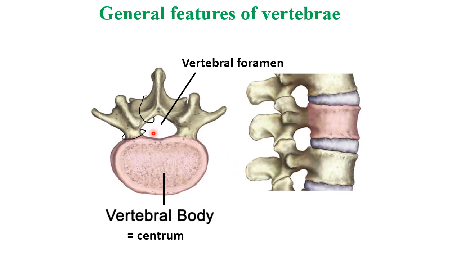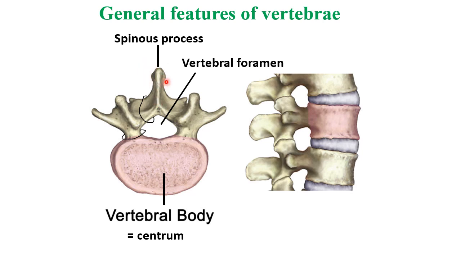Then, of course, you're going to notice that they have a central hole. That thing is called the vertebral foramen. So that's the central hole over there. What is the hole for? Spinal cord hole.